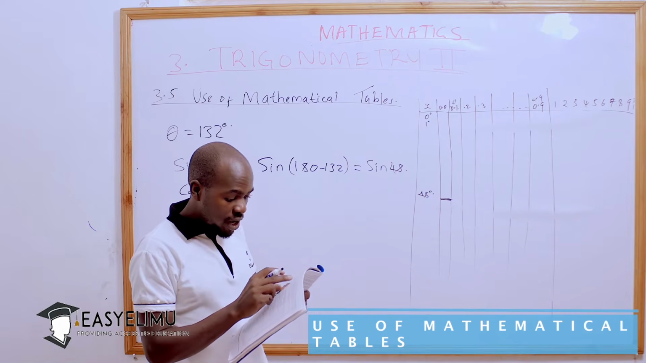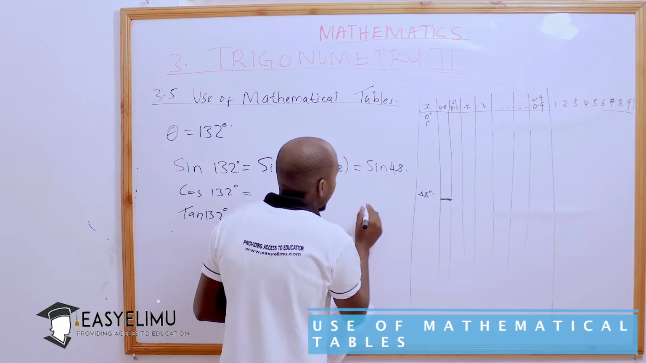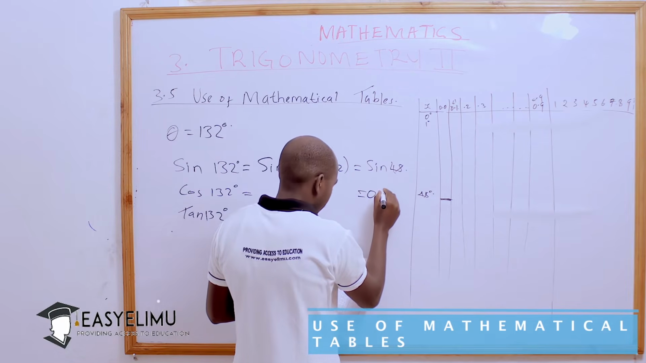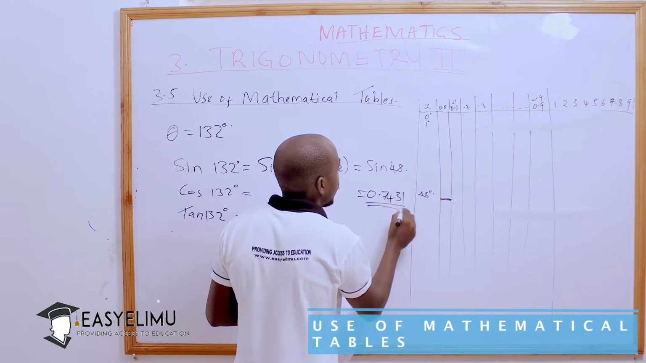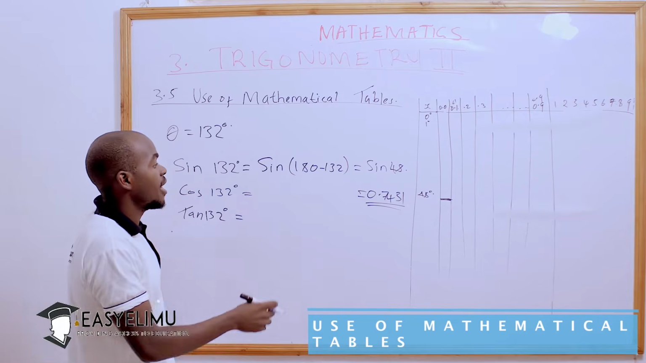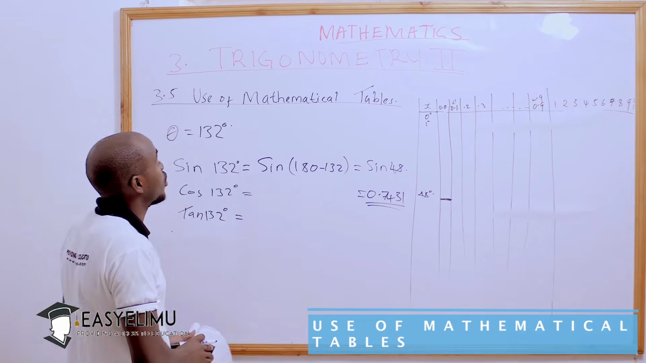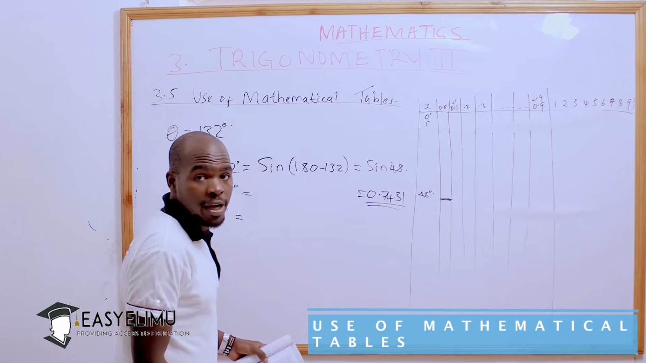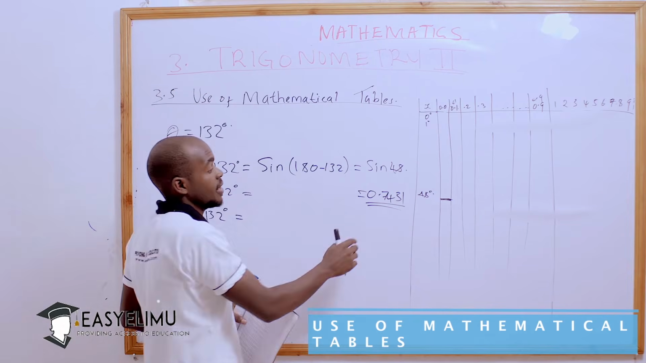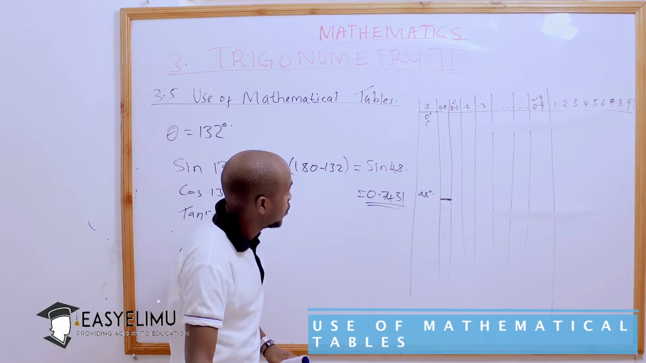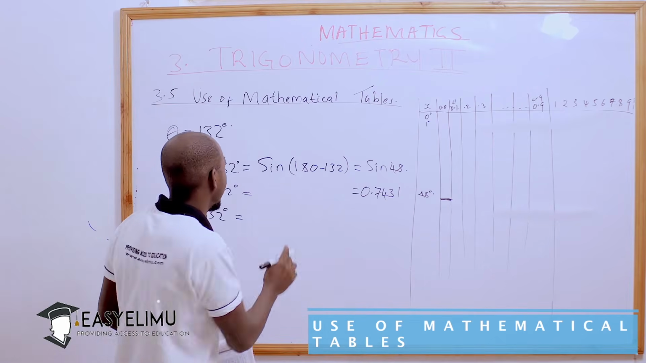For instance, for this one, I'm going to get 0.7431. So that is the value of the sine of 48. And sine 48 is the same as that of 132. So we find that sine 48 is the same as sine 132, and we are getting it to be 0.7431.